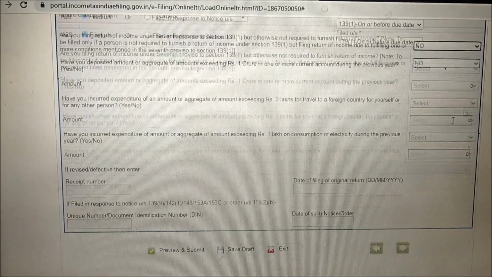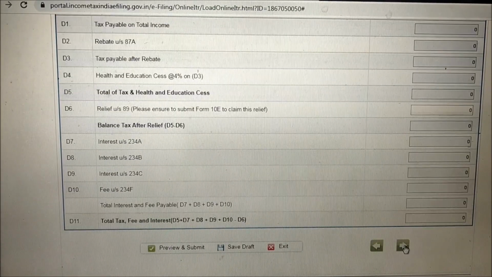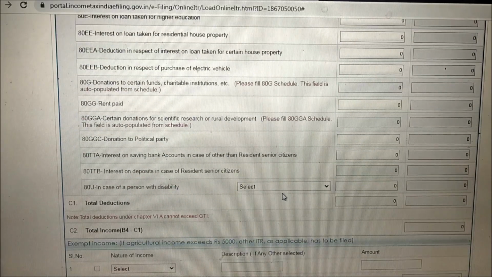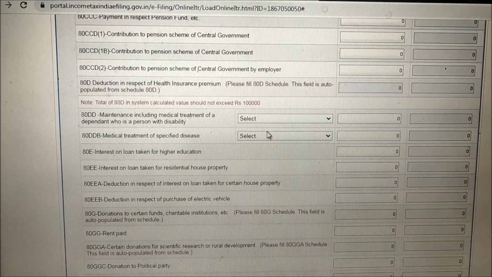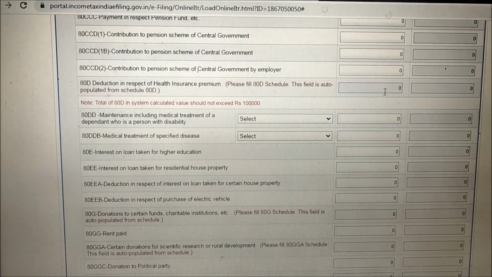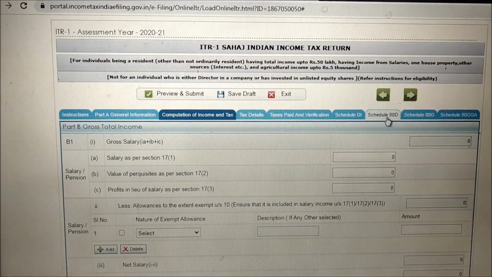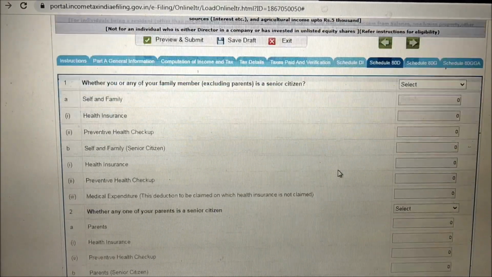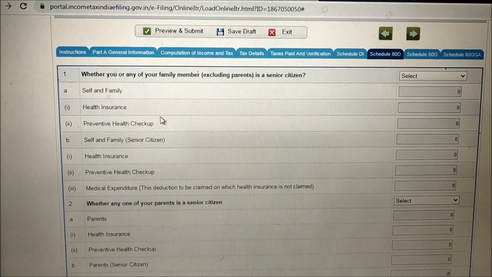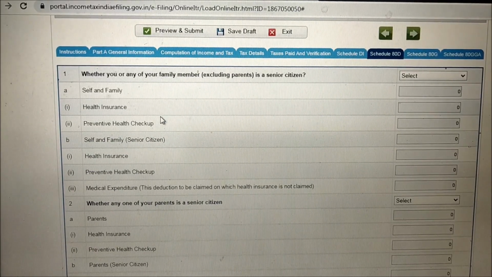The next change we have found is here. In the last return, the deductible amount under 80D was filled here, but in the current form 80D has its own schedule, that is Schedule 80D. There are 2 options: whether you or any of your family members excluding parents is a senior citizen, or whether any of your parents is a senior citizen.